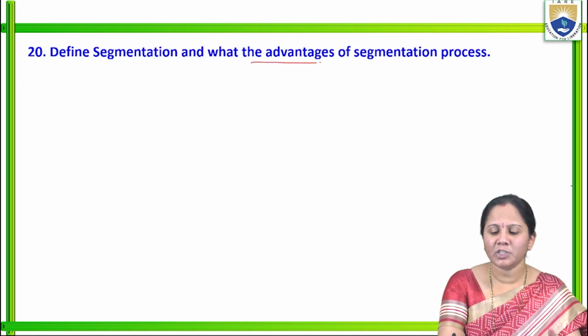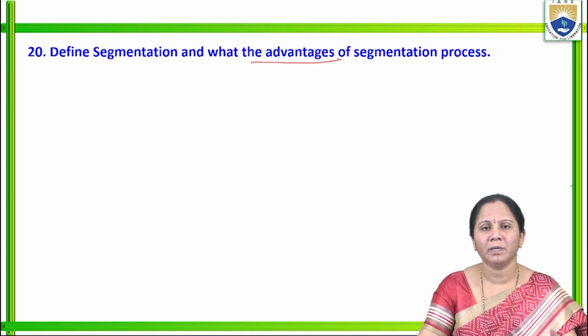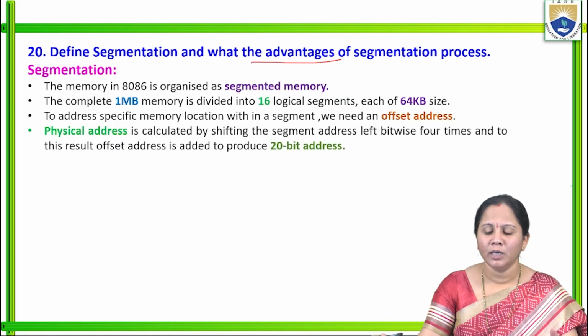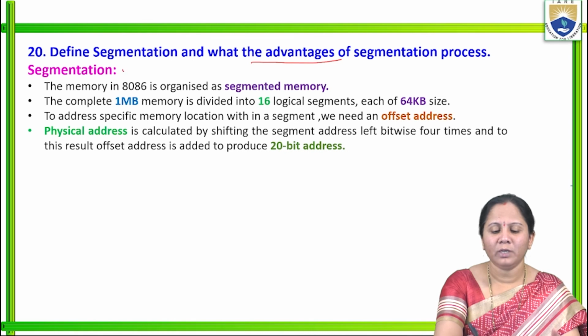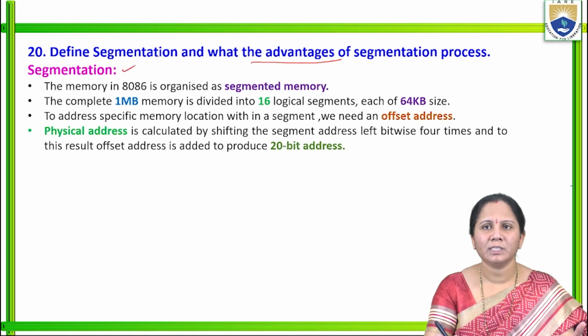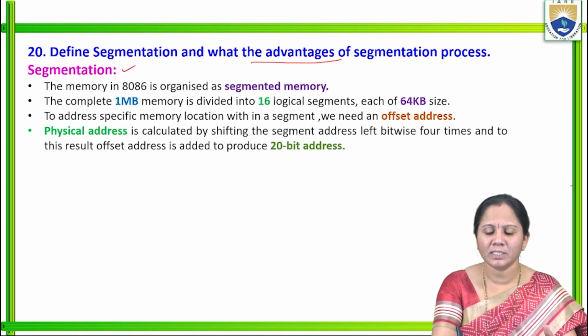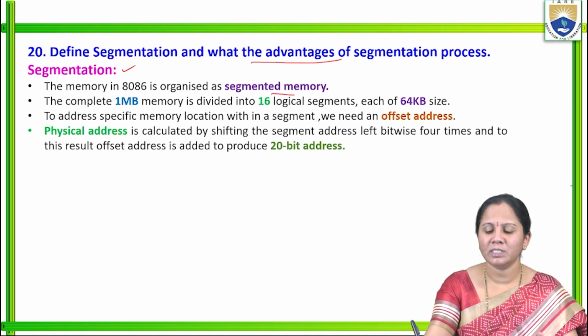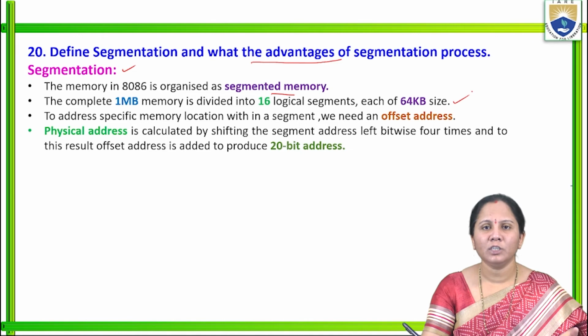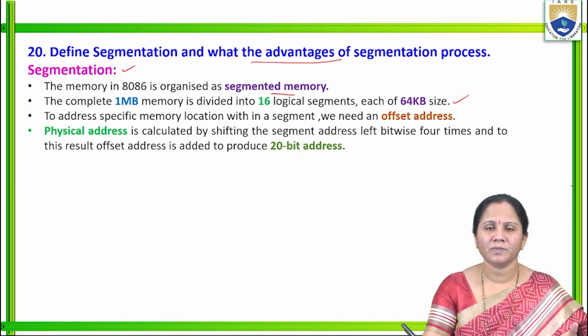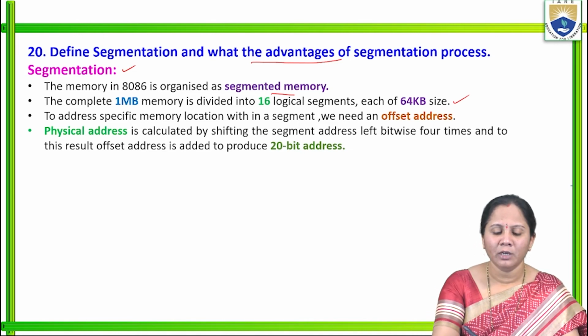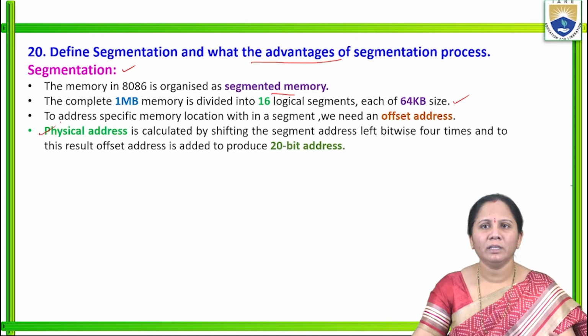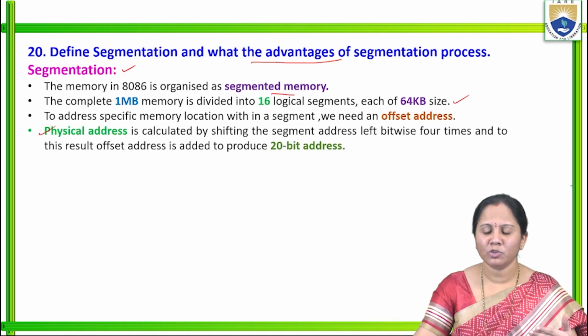And define segmentation. What are the advantages of the segmentation process? So here first we need to write what is meant by segmentation. For example, if we consider 8086, it is supporting segmented memory. 4 segment registers are there. So it is divided into 16 logical segments. Each segment size is 64 KB. And we have to calculate the physical address based on the segment address and offset address.